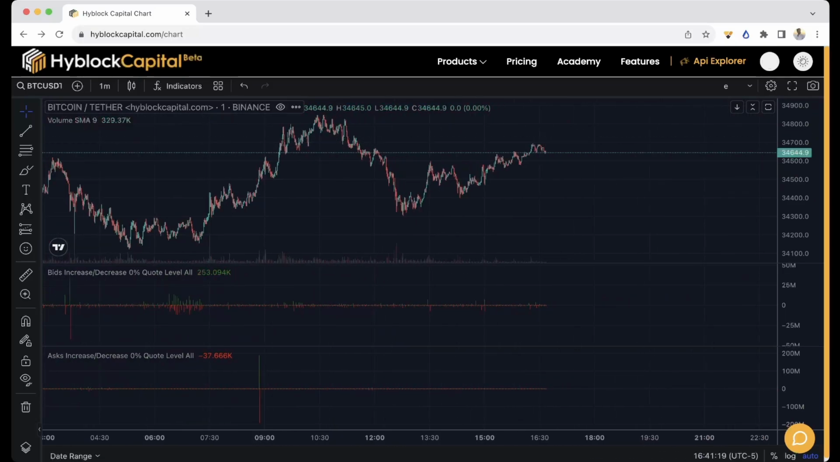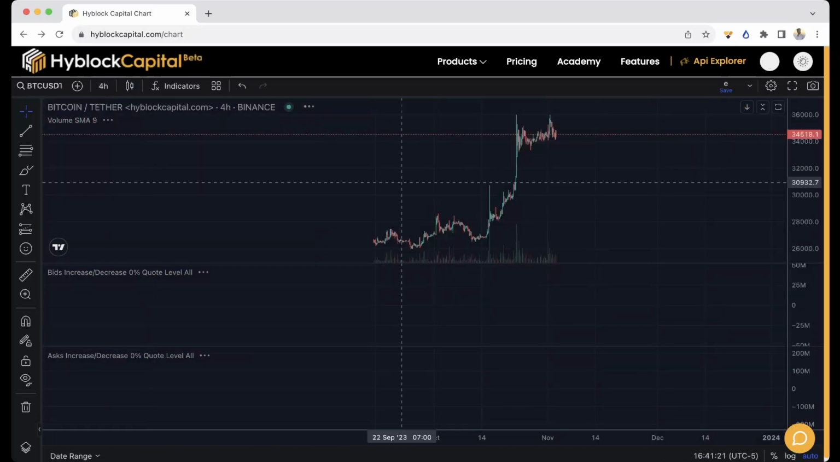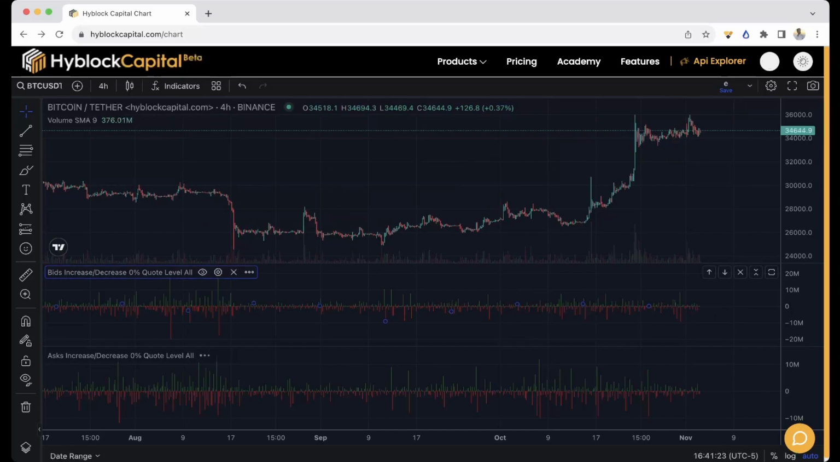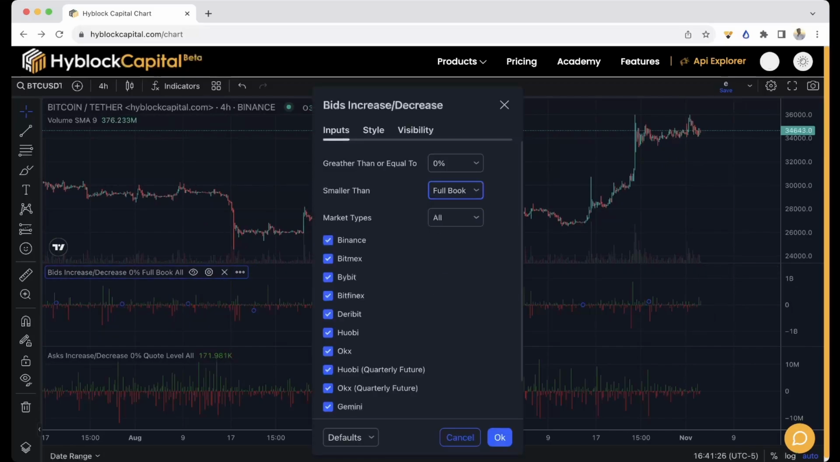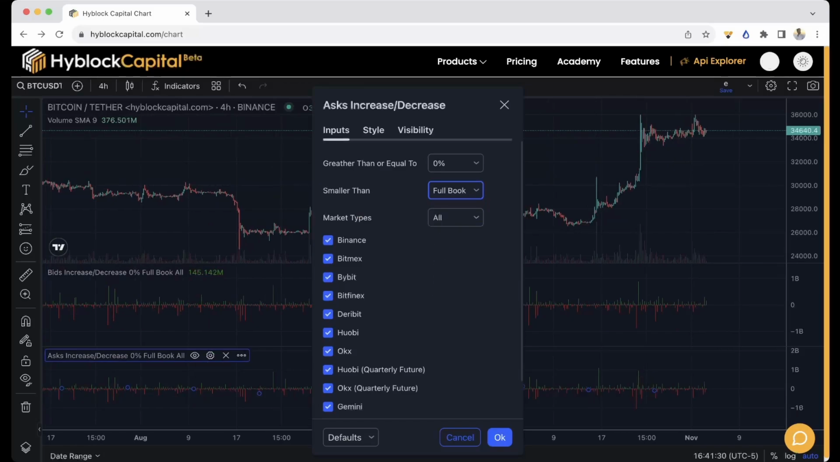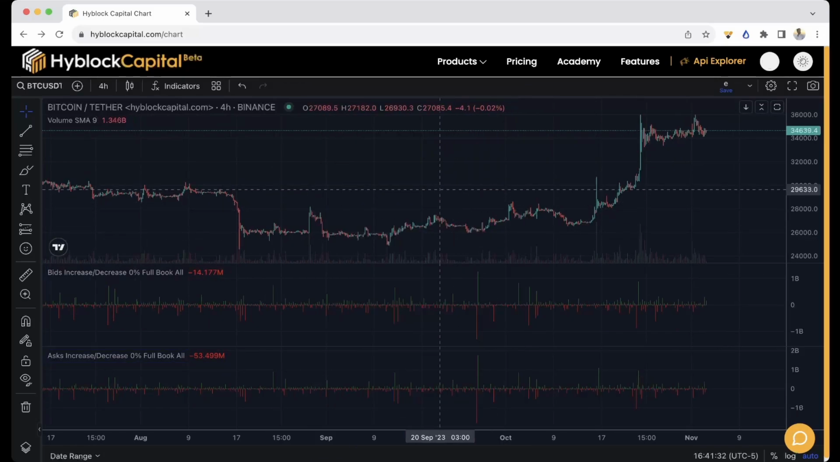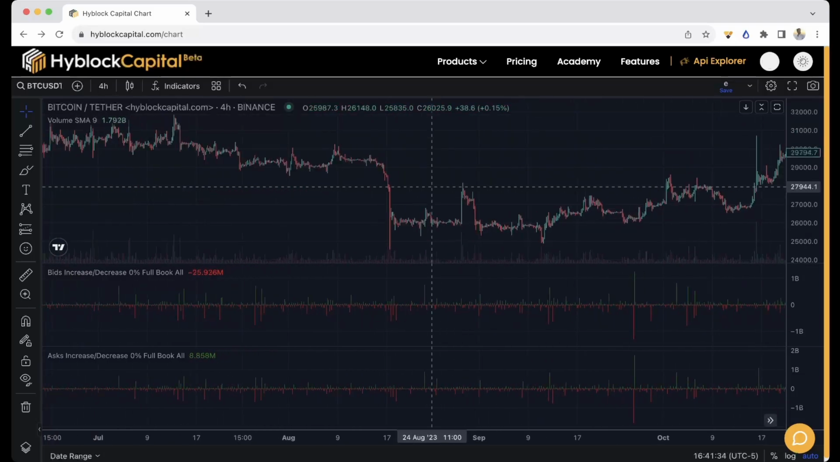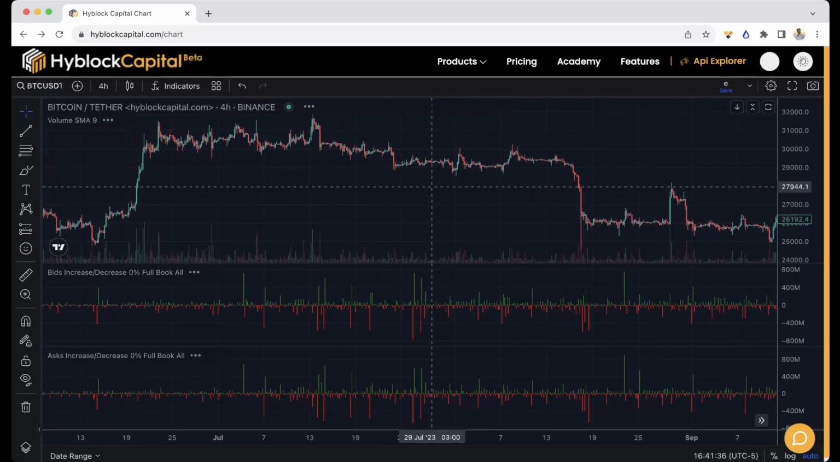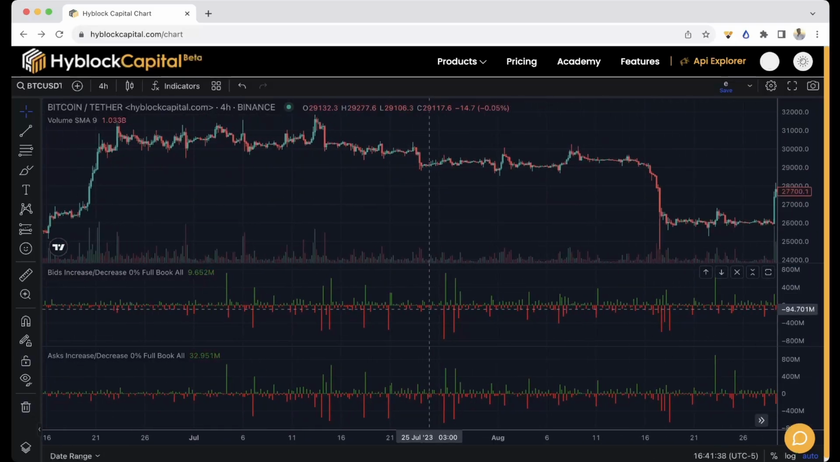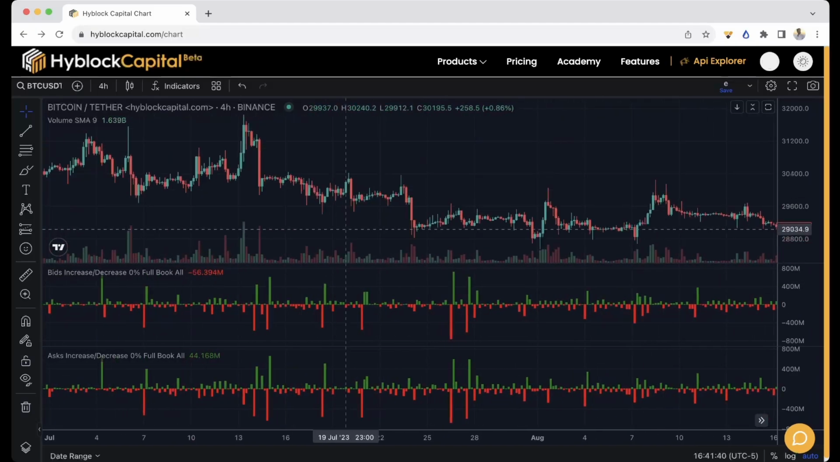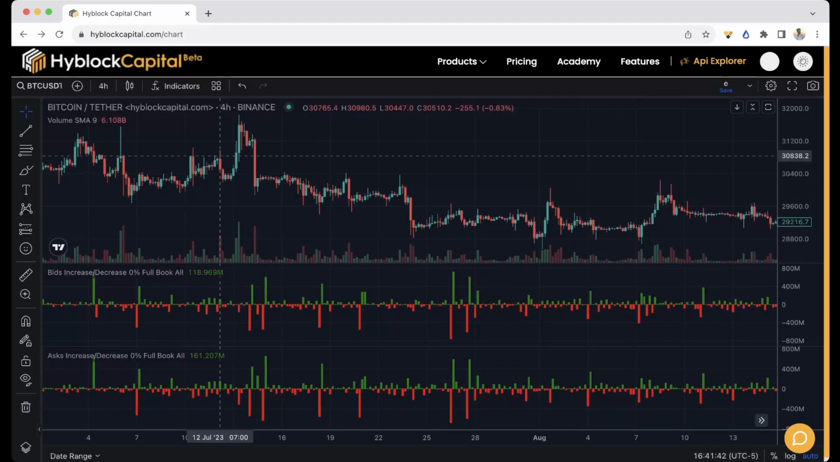And if you want really zoomed out data, another thing you could do is go to full book. That's every single offer and every single bid in the entire Bitcoin order book. It's a lot of data because it's every single limit order known to man on BTC, on major exchanges. But we can still look at it on the 4-hour time frame.